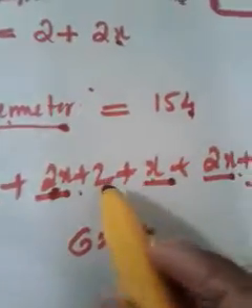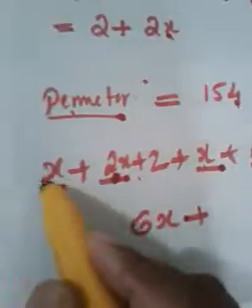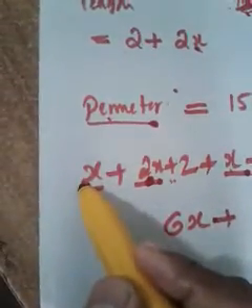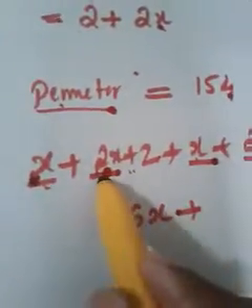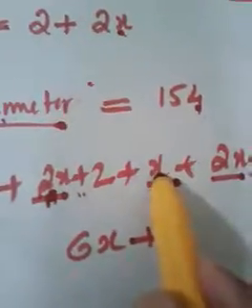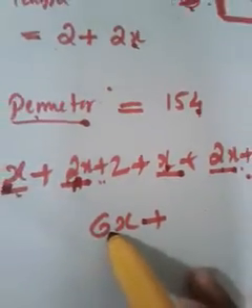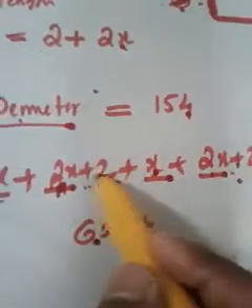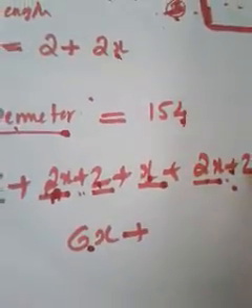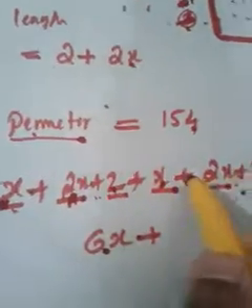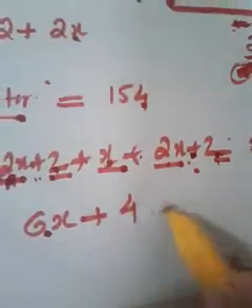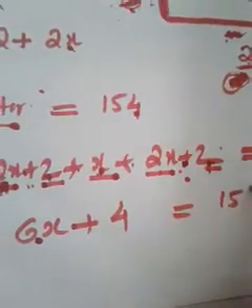Plus, then add the number. That is the method: we have to add the variables together, then we have to add the numbers. Here the number is 2. 2 plus 2. Why am I adding? Because all the operations in between are addition. 2 plus 2 is 4. So 6x plus 4 is on the left side, and on the right side it is 154.